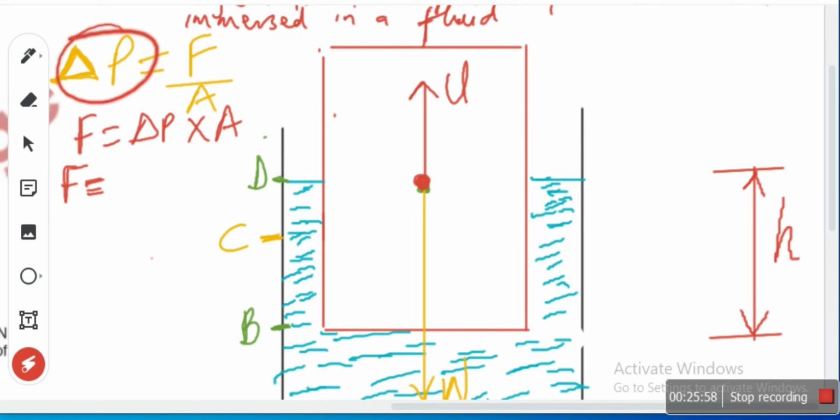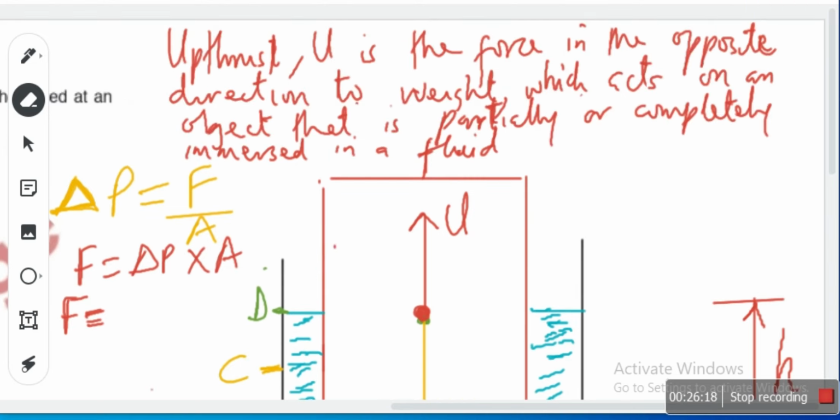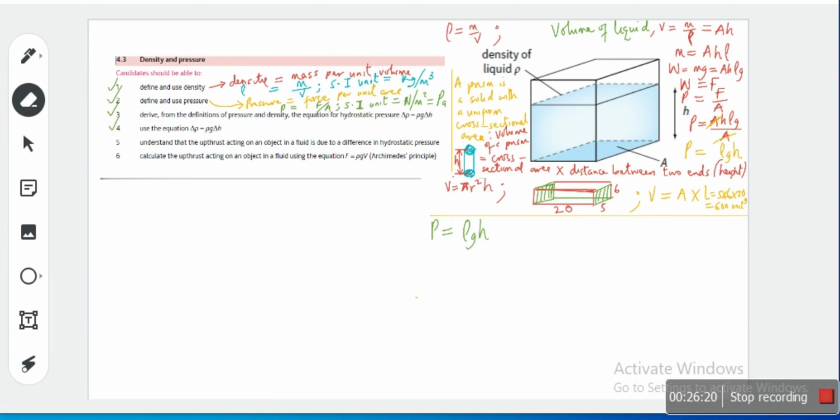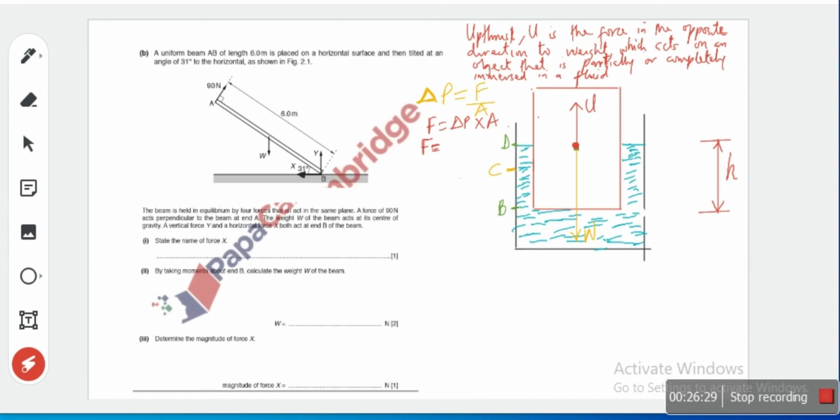This difference in pressure is force over area, is it not? And the force is the difference in pressure times area, isn't it? So let's find that out. Remember that upthrust is the force, the upthrust is the force, U. What did we say is the formula for pressure again? Rho GH, isn't it? So that difference in pressure is rho GH.